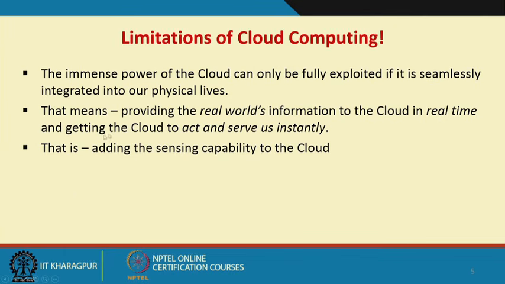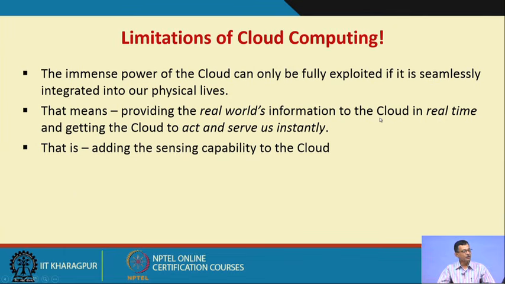So, what it means is providing real world information to the cloud in real time and getting the cloud to act and serve us instantly, right, that is one thing, or another thing, adding sensing capability to the cloud. So, the cloud as infrastructure is just waiting and waiting for something to use it, rather than being coupled with a sensing capability which senses, does some processing, and reacts to things, right. So, having this sort of sensing capability will definitely give an extra edge to this sort of cloud computing.